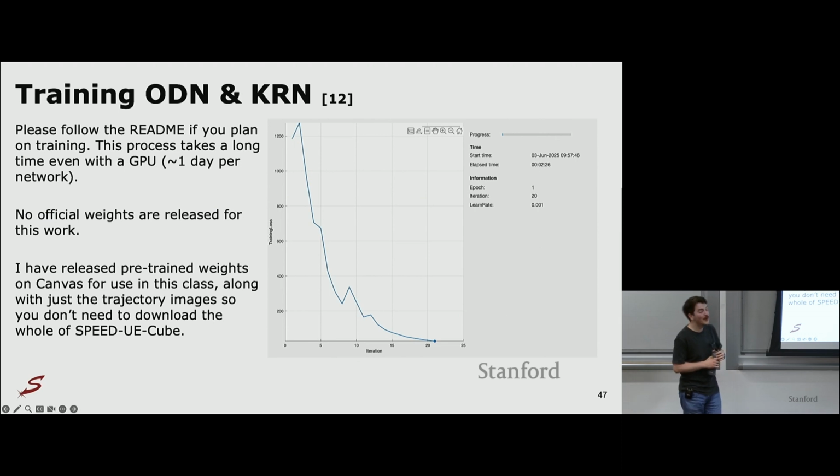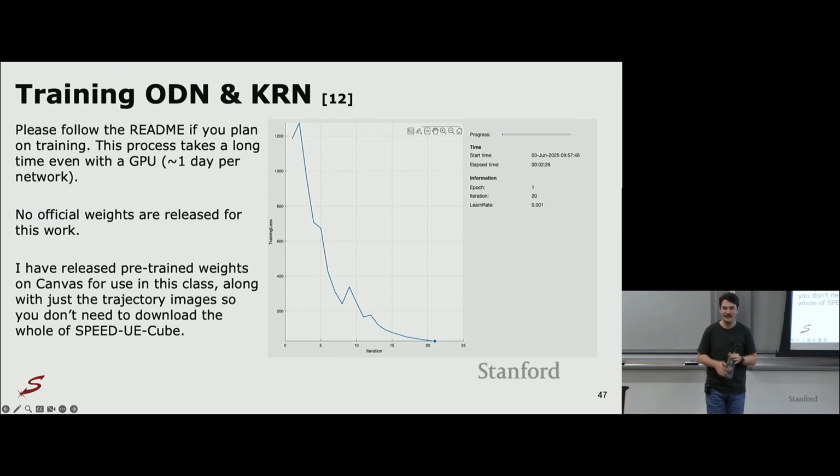So if you were to train the ODN and KRN, big warning that it takes about a day for each one. So I trained them for about a day on each one, and then I released the weights to you guys on Canvas. What I also did is I released, I published only the sequential trajectory portion of SpeedUE-Cube. SpeedUE-Cube is about 40 gigabytes. Also takes a long time to download. I don't know what you guys' download speeds are like, but mine are not great. So I included both of those things. So in theory, if you wanted to use this for your project, you could just download the weights, download the trajectory portion of the data set that I included on Canvas, and then have some fun with it.